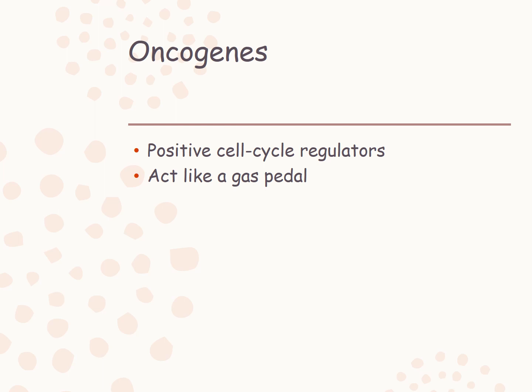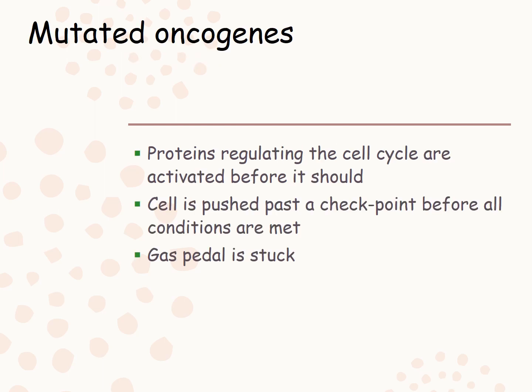Oncogenes are positive cell cycle regulators. They act like a gas pedal in your car. When oncogenes are mutated, the proteins that regulate the cell cycle are activated before they should. The cell is pushed past the checkpoints before all the conditions are met. It's kind of like driving a car with a stuck gas pedal.